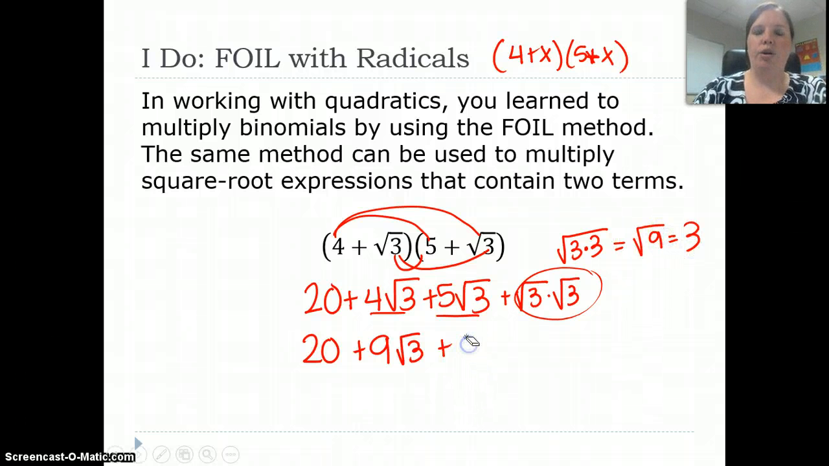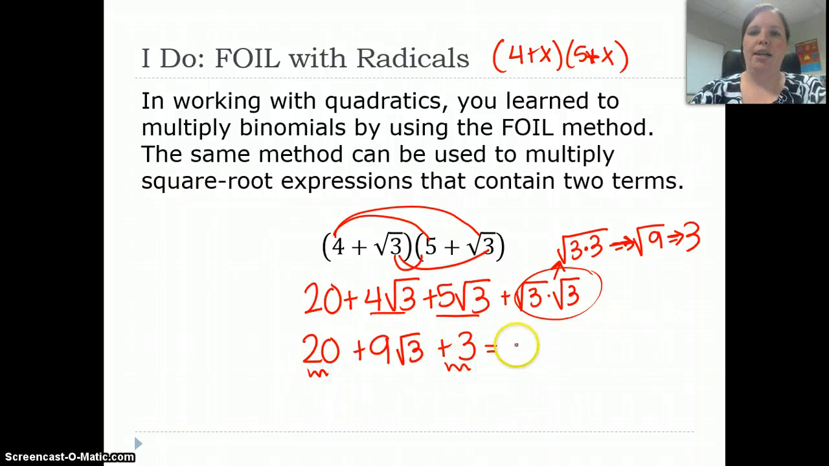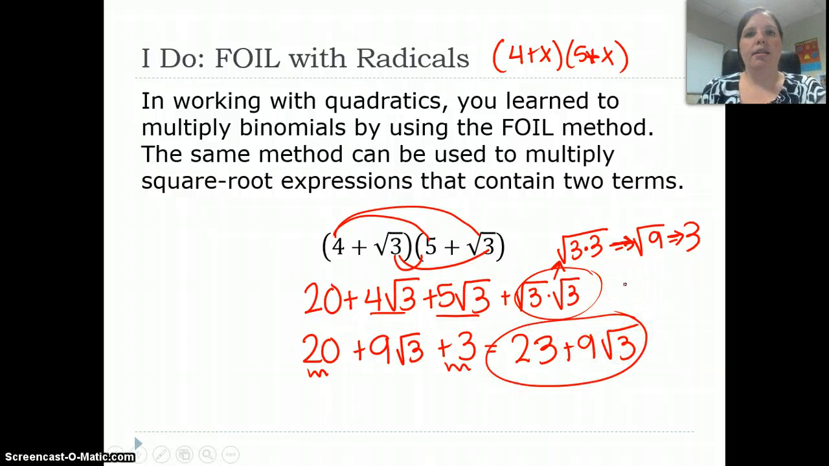So if I go ahead and simplify that piece, writing these steps off to the side, then this would turn into 3. And I have like terms 20 and 3. So that would be 23 plus 9 root 3. So foiling, distributing, we've done both of those many, many times this year, and now we're just doing that with radicals.